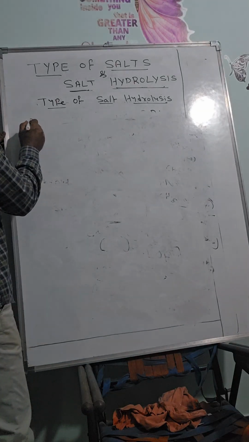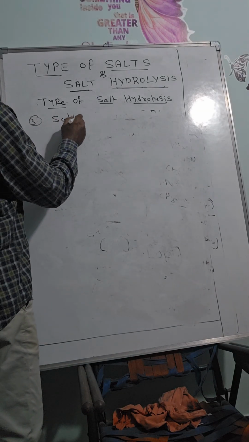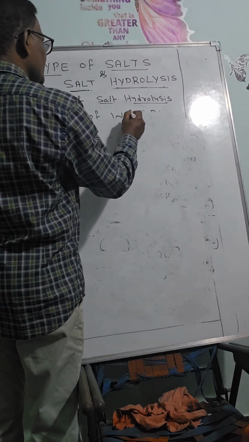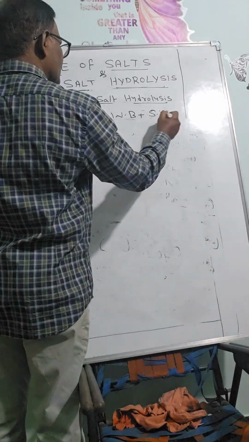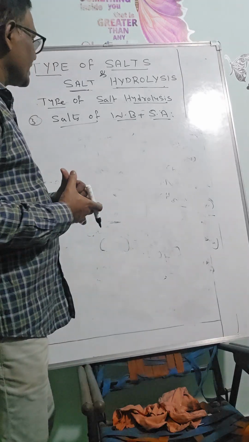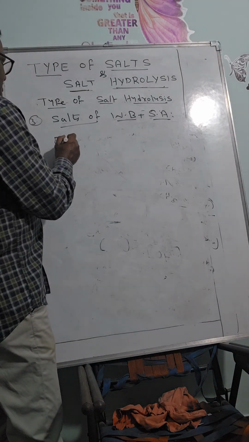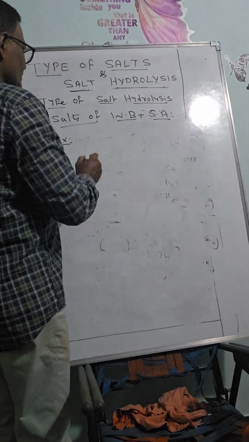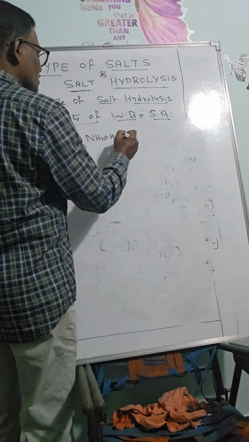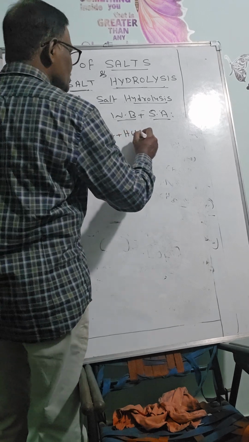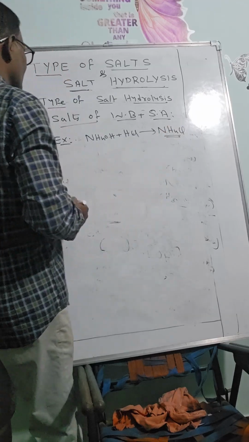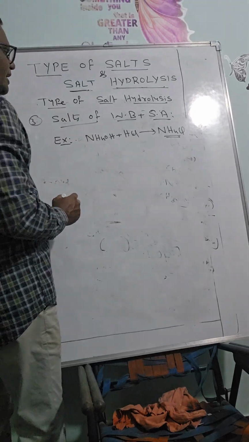See children, the third type of solutions: salts of weak base and strong acid. Give an example, children. A weak base example here is NH4OH combined with a strong acid, taking HCl. These two combine, and what salt do we get? NH4Cl salt. This is one example of salts of weak base and strong acid.